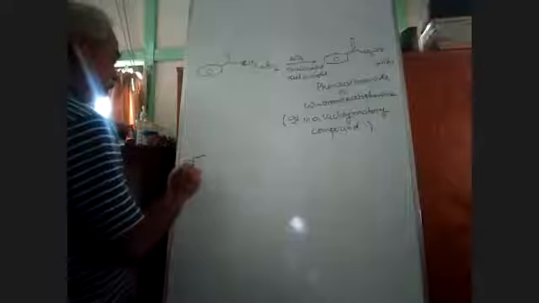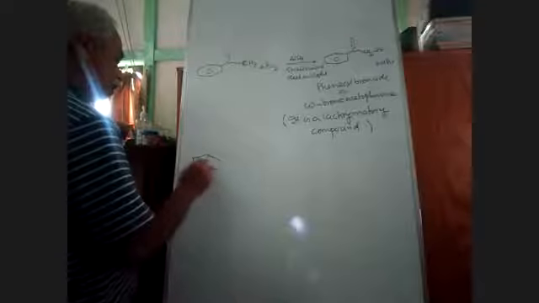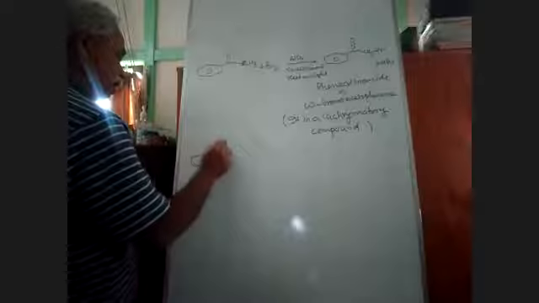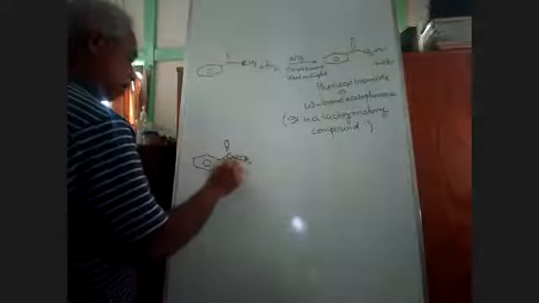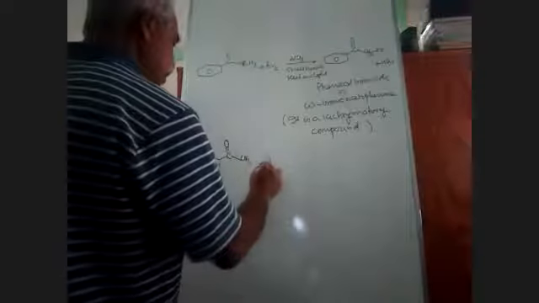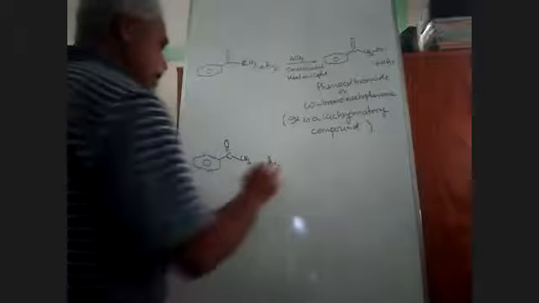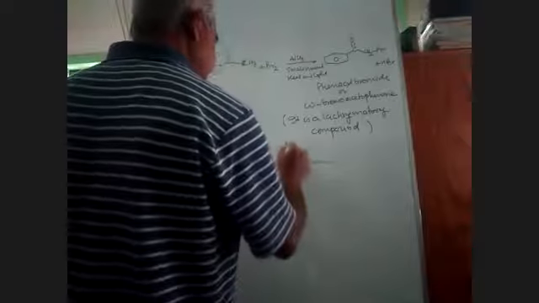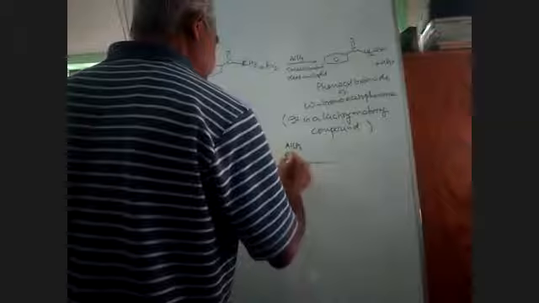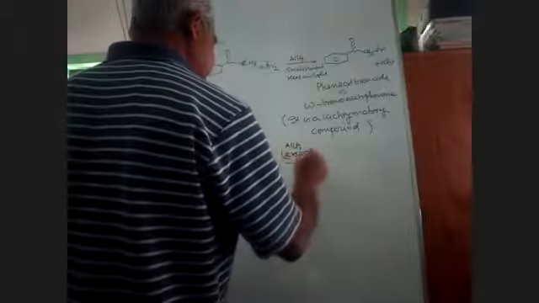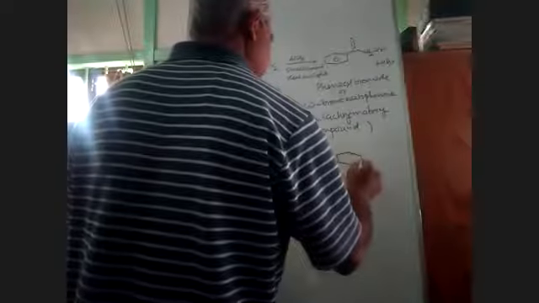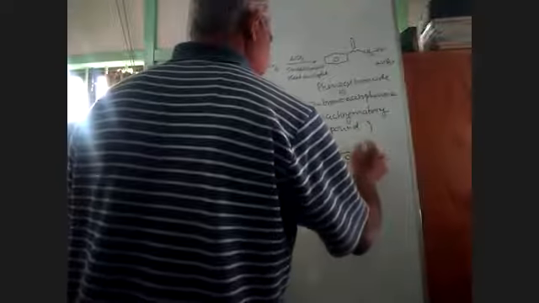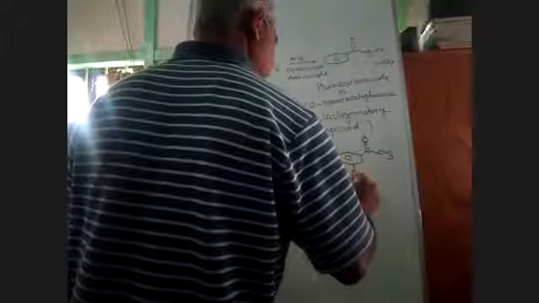Now, if I do the reaction with excess of Lewis acid, excess, then you'll find the substitution will occur in the aromatic ring. Like now here, AlCl3, in such case, it will be... So please take care.